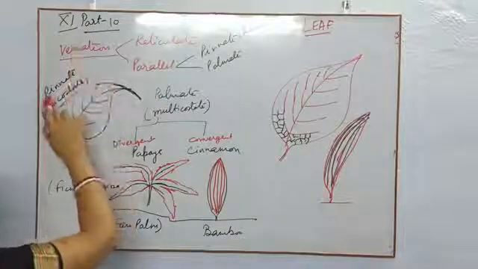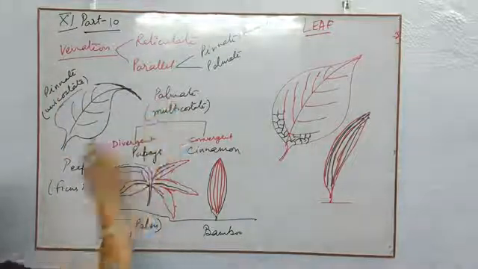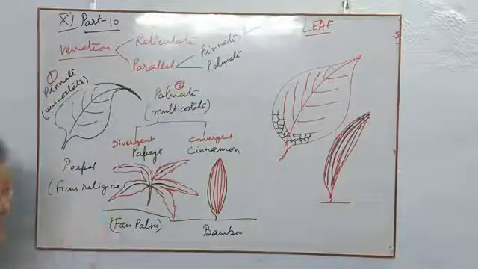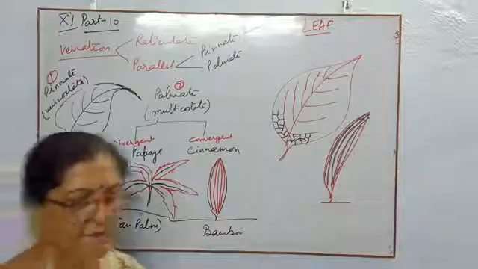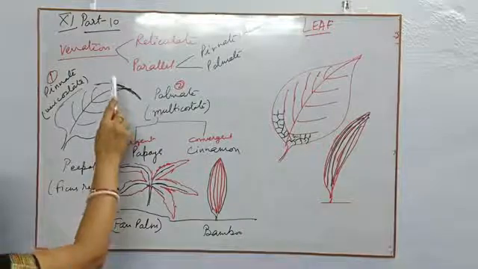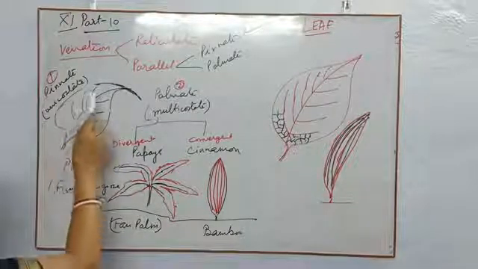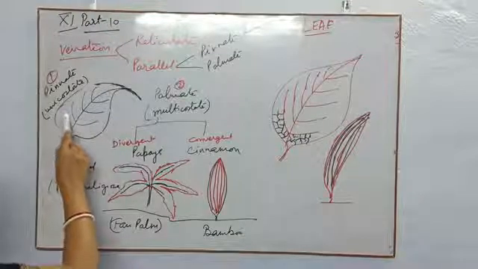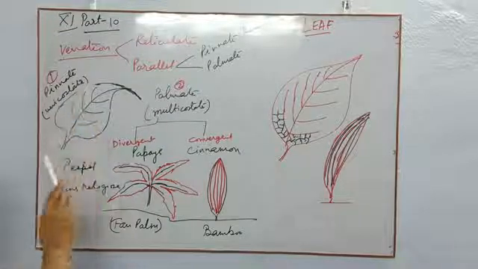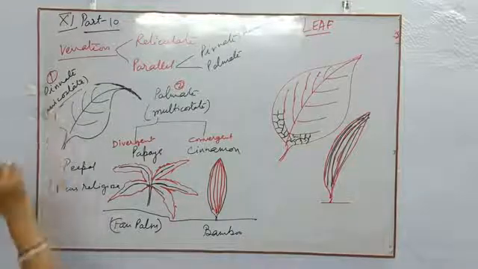Reticulate venation is either pinnate or palmate. First type is pinnate. Second type is palmate. As children you know, pinnate means there will be single midrib and all the branches of the mid vein will arise from the lateral side of it, and they have some reticulate venation in it. So this is unicostate, that means midrib will be one. So this is unicostate pinnate venation.